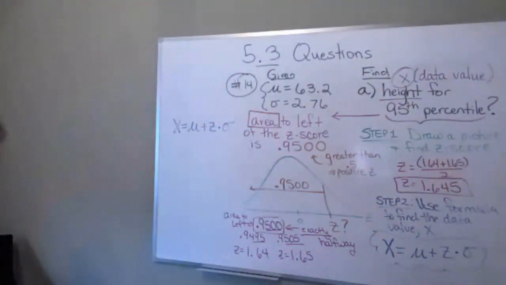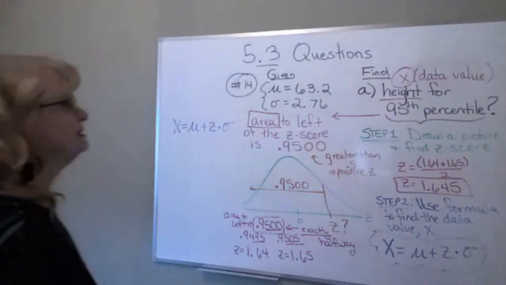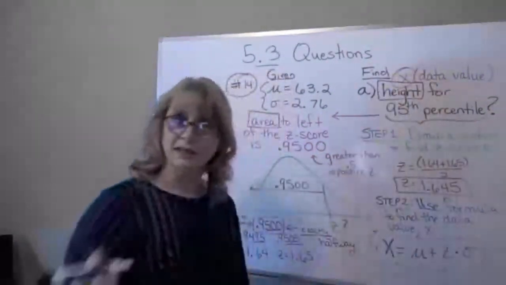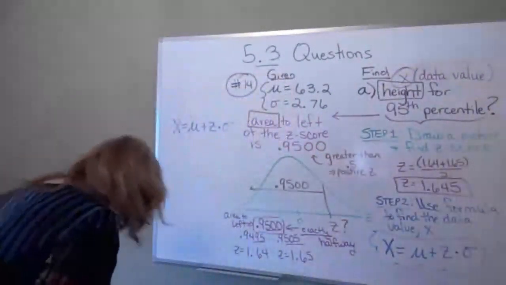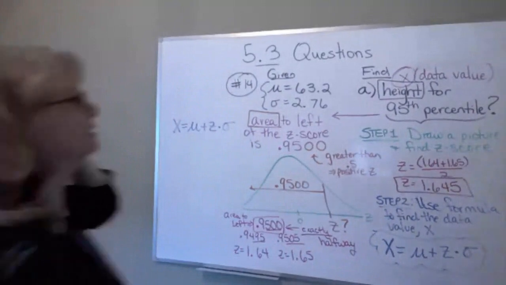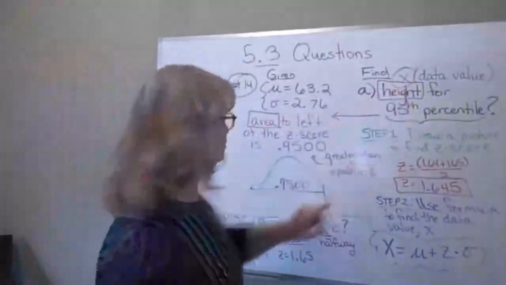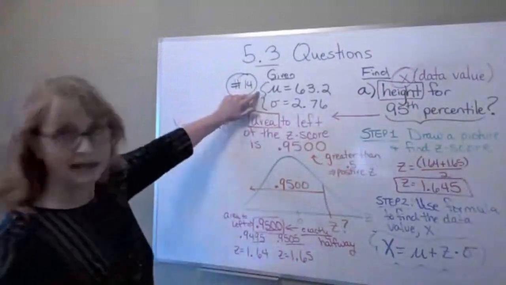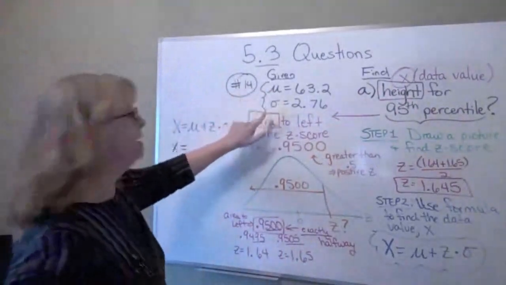Remember, at the very start of the question, we said that they were asking for the actual height, not the z-score, but an actual height. And so if I'm looking for an actual height, that means I'm looking for a data value. So I'm going to use this formula. And don't forget, they gave me mu and sigma up here.